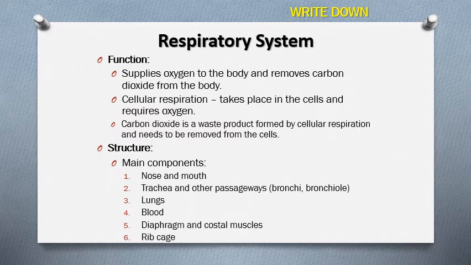You need to write this down in your workbooks, please. The function is to supply oxygen to the body. This is the movement of oxygen into the system and the release of carbon dioxide out of the system. Carbon dioxide can become quite toxic to the body if you don't get rid of it, and so we need to get rid of that carbon dioxide. Where does that carbon dioxide come from? In grade 8, we did the process of cellular respiration.